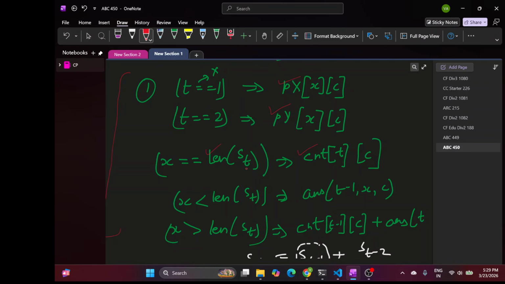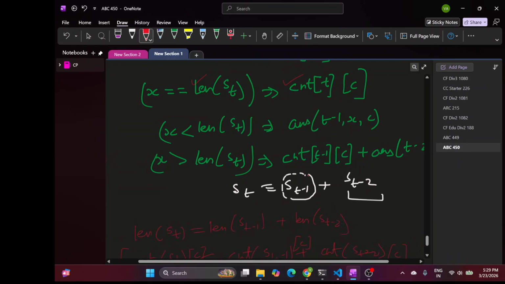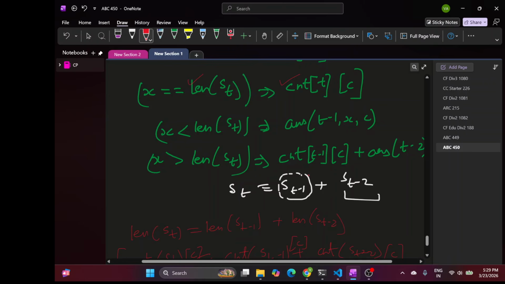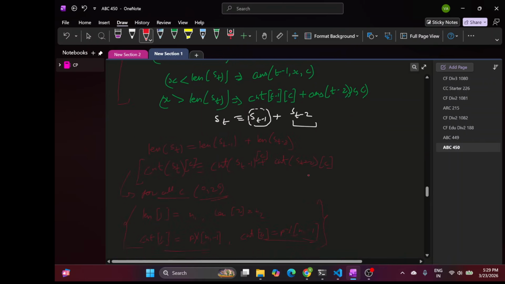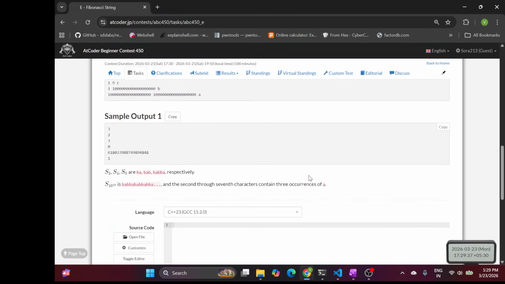Now, if our x is less than the length of S_t, then we'll go to t minus 1. And if it is greater than S_t, then we'll include the whole string of t minus 1 and then we'll go to the t minus second string, right? Because S_t is nothing but S_{t-1} plus S_{t-2}, right? So this was the basic idea for this problem, and let's discuss the code now.